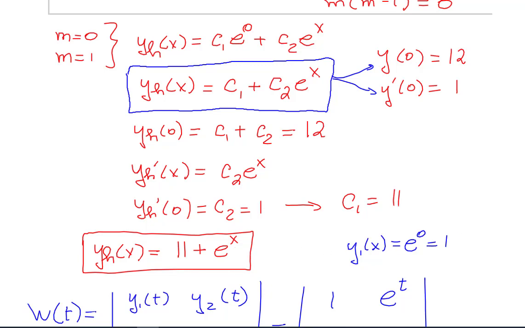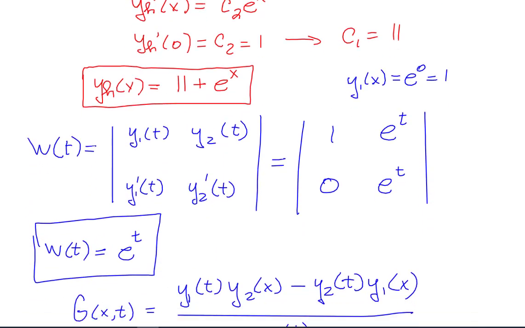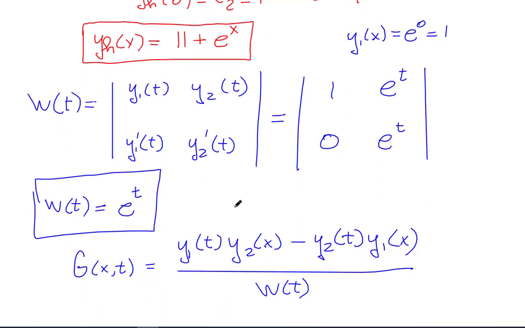I then go to solve for my particular solution. Well, first I need the Wronskian. Well, you might think, well, what is y1? Well, y1 was a constant. And the constant came from e to the 0, which is just 1. Derivative of 1 is 0. My second solution was e to the t. Derivative is e to the t. So the Wronskian is pretty easy. It's just e to the t.